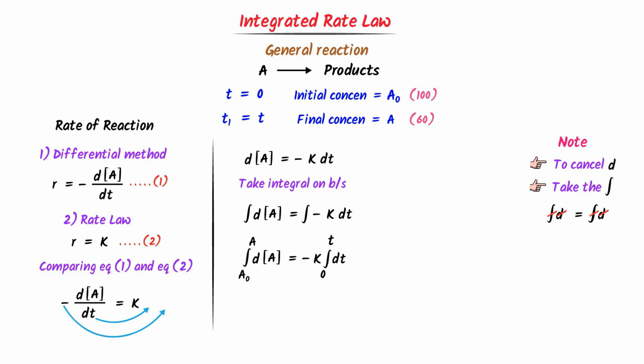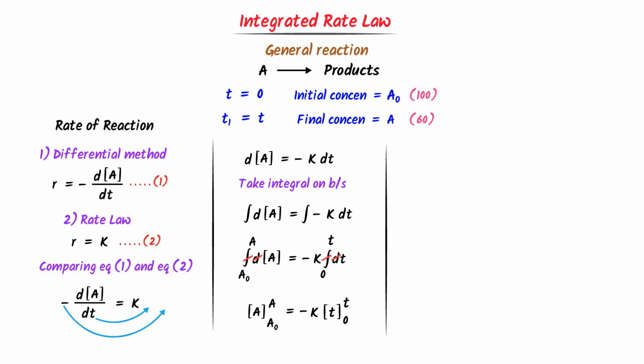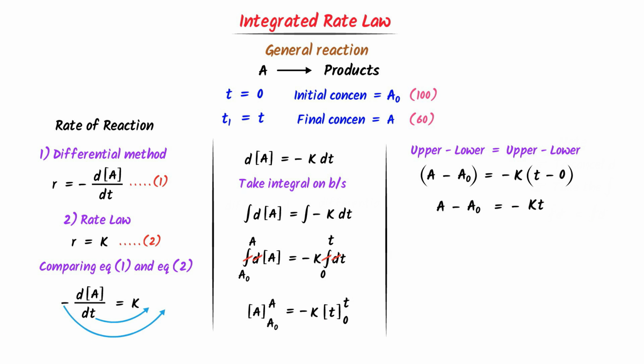According to the rule, the integral and d cancel out. I write the concentration of the A reactant. The lower or initial value is A0, the upper or final value is A, equal to minus K, and for time the lower or initial value is 0 and the upper or final value is t. Here, the rule for lower and upper values is upper minus lower. I write the upper value A minus the lower value A0 is equal to minus K, the upper value of time t minus the lower value 0. Or I write A minus A0 equals minus Kt.